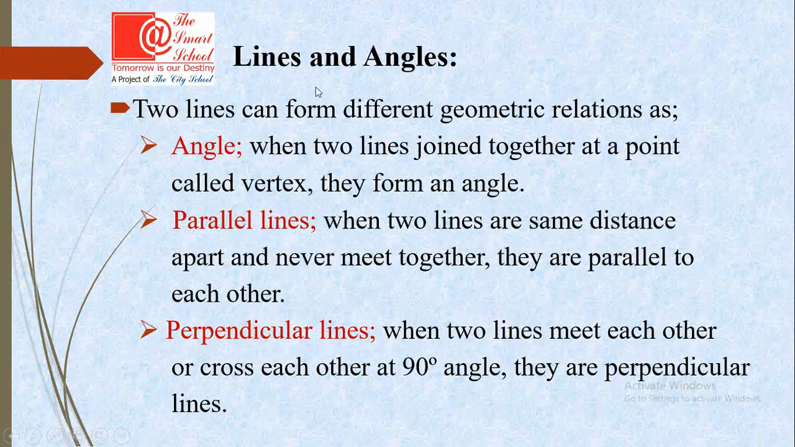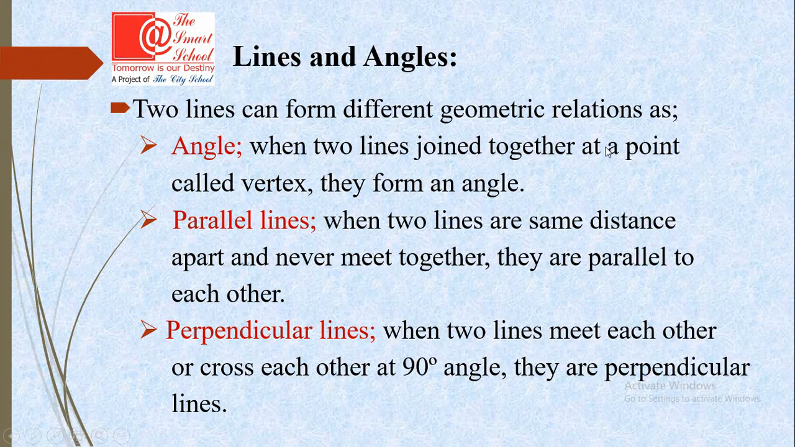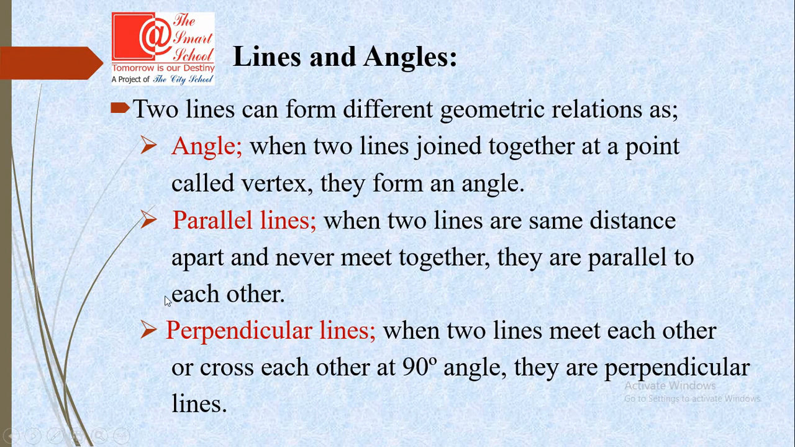Lines and angles. Two lines can form different geometric relations as angle. When two lines join together at a point called vertex, they form an angle. Parallel lines: when two lines are the same distance apart and never meet together, they are parallel to each other. Perpendicular lines: when two lines meet each other or cross each other at 90-degree angle, they are perpendicular lines.